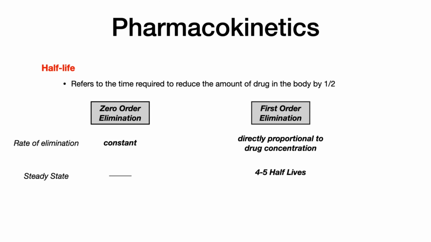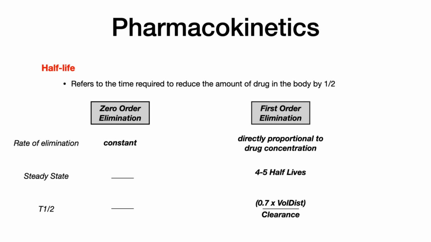In first-order elimination, it takes about 4 to 5 half-lives to reach steady state. So in real life, clinically, you would probably calculate about 4.5 half-lives. Whatever the half-life of the drug is, 4.5 times that half-life gets you to steady state concentration. That is, where your concentration doesn't change. And then as far as the actual formula for half-life, again, we're really only interested in first-order elimination here. The formula is 0.7 times the volume of distribution divided by clearance.